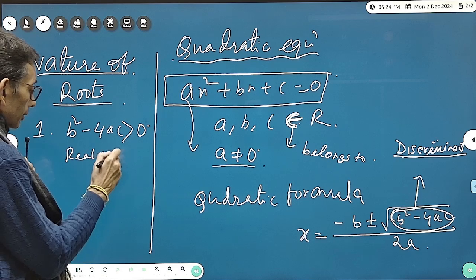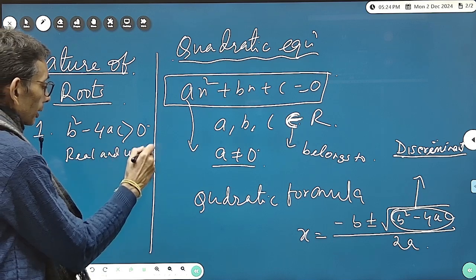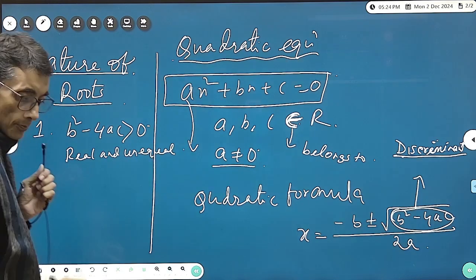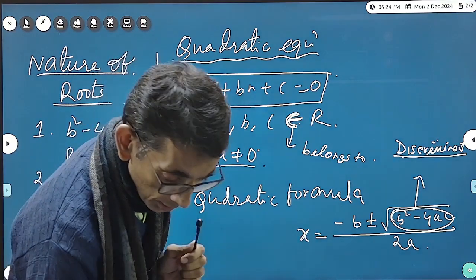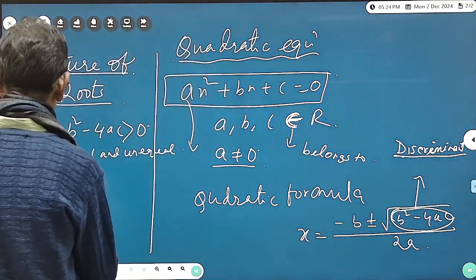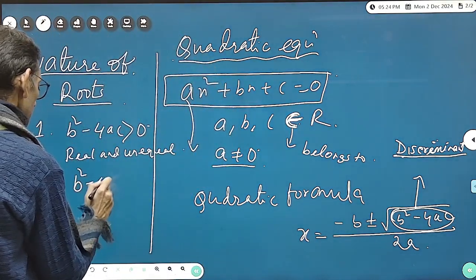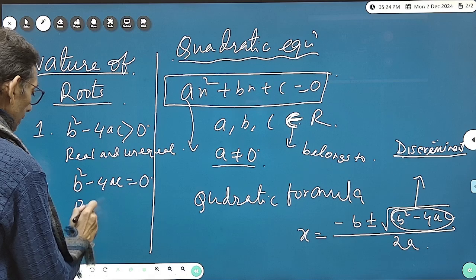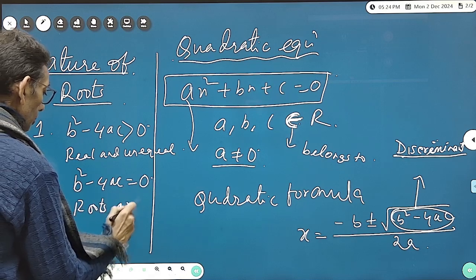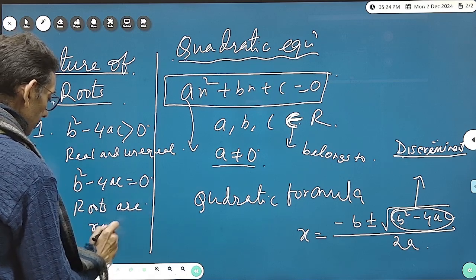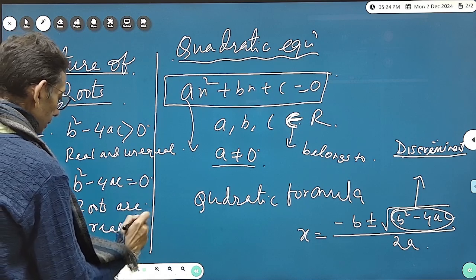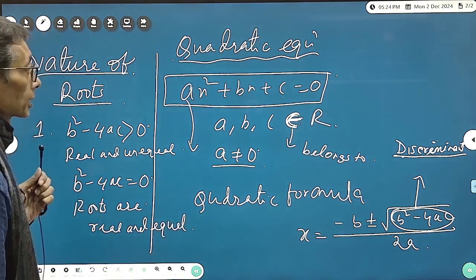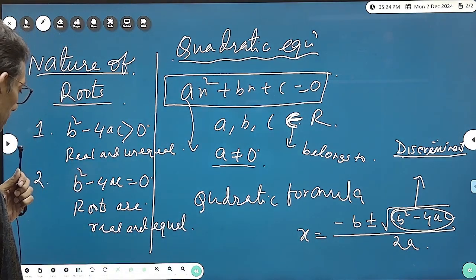Condition 2: if b square minus 4ac equal to 0, then the roots are real and equal.